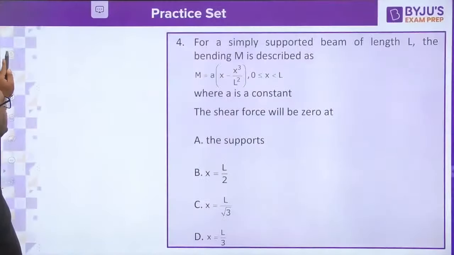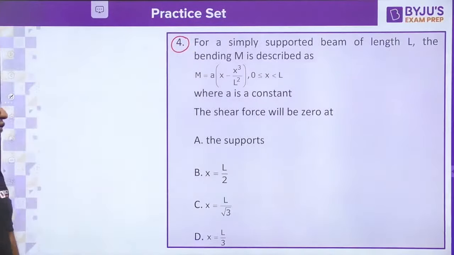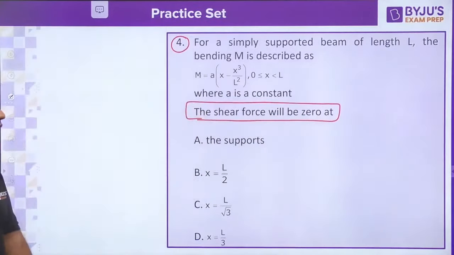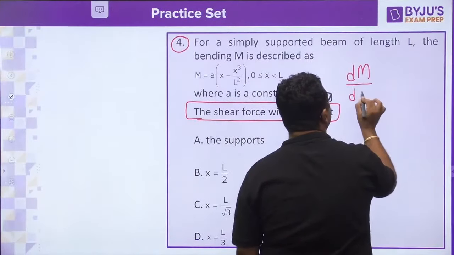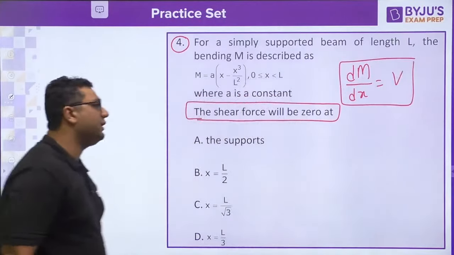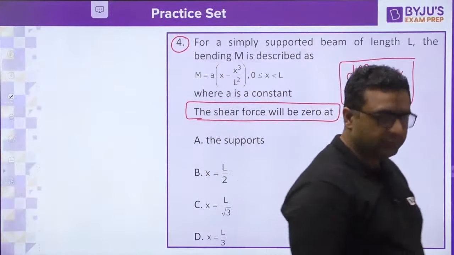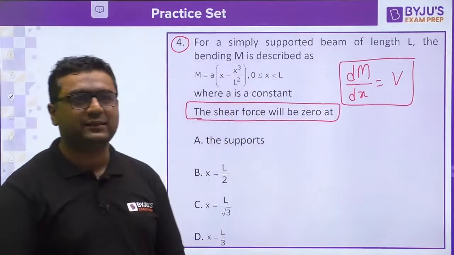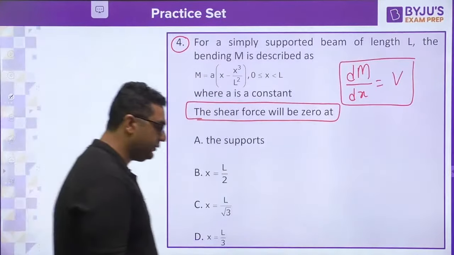So my dear, let us move to the next question. In this, the bending moment equation is given and you need to find out where the shear force is going to be 0. I would like to tell you that dM by dx is equal to shear force. So you need to find out where the shear force is 0. Is it fine, guys? You can solve it.